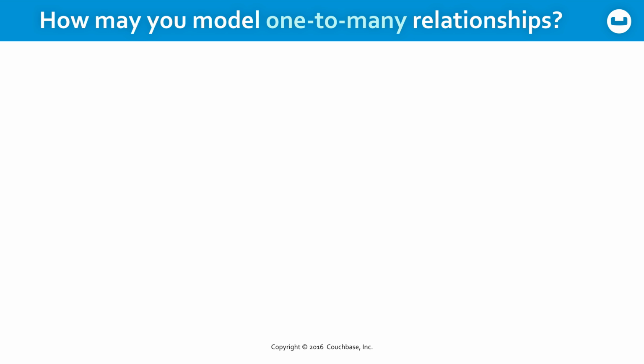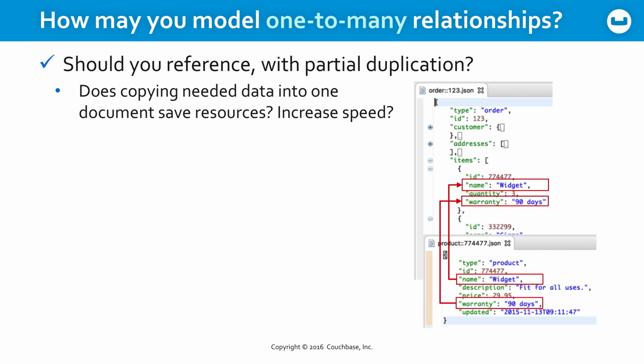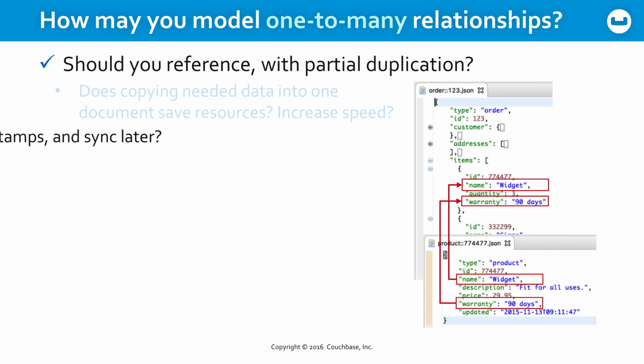How then would you go about modeling one-to-many relationships? By reference with partial duplication. Do you want to denormalize? Do you feel like relaxing a bit? Well, if you copy needed data into one document, does that save resources? Does that increase speed? It very well may.